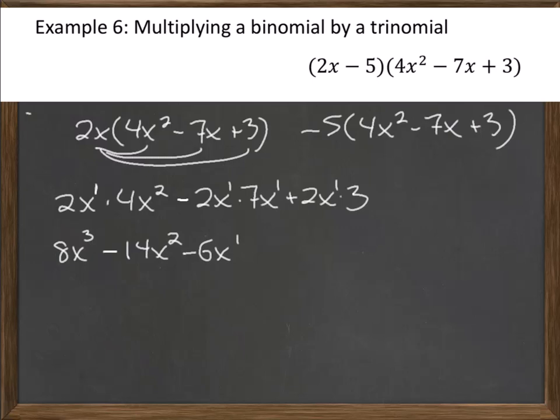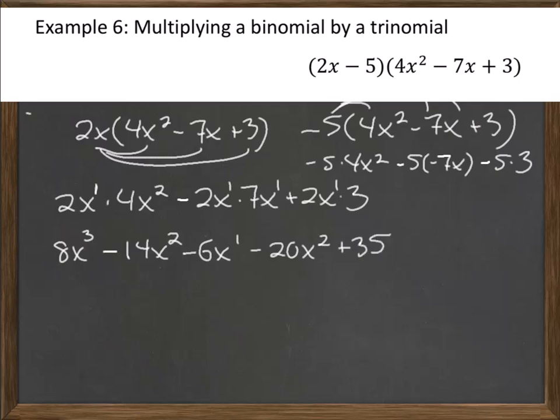Okay, so now let's do our second distribution. As you can see, I sort of ran out of room, so I'm going to do this up here. So we have negative 5 times 4x squared minus 5 times negative 7x minus 5 times 3. Okay, so negative 5 times 4 is negative 20. So we have negative 20x squared. Negative 5 times negative 7 is positive 35. So we have positive 35x. And then negative 5 times 3 is negative 15.